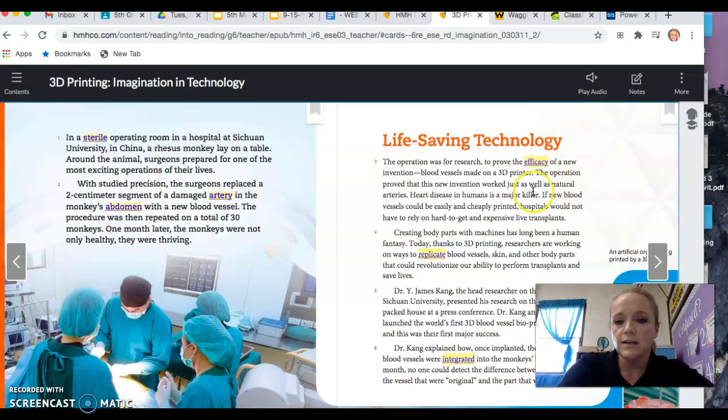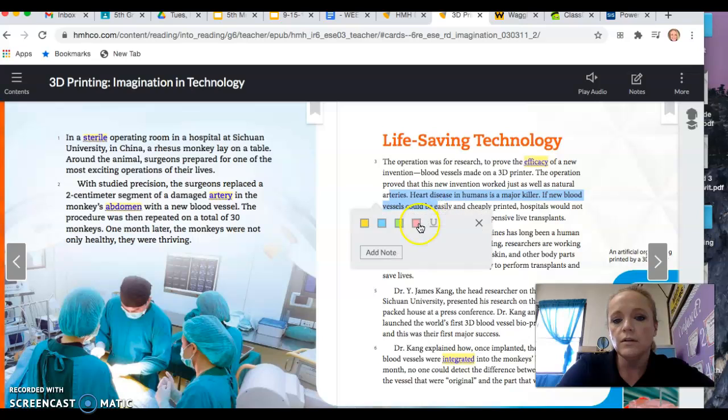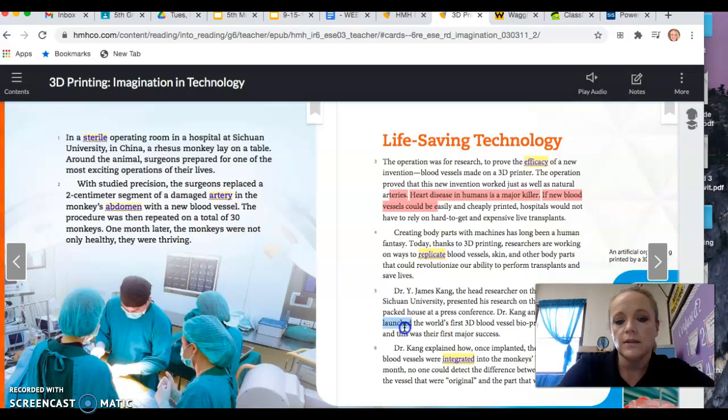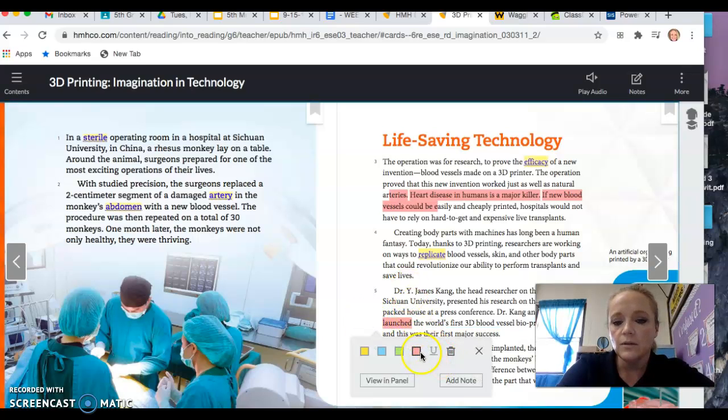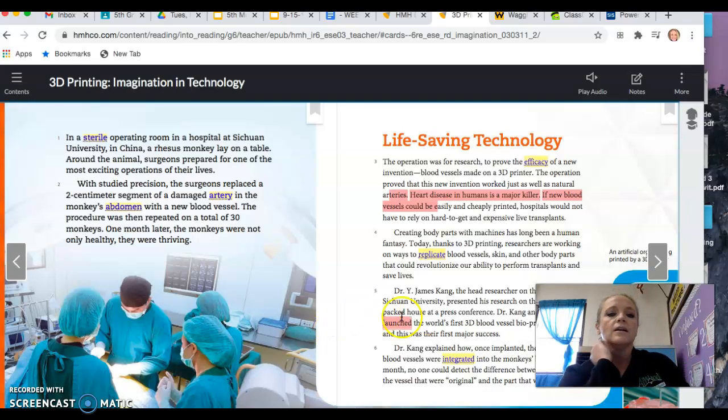So we previewed the text for the next couple of pages, and I told students that what I want you to do is read all about life-saving technology on this page and try to highlight 2 things that you think are the most important. I'm just pretending to highlight here. And we did find that the computer was struggling to highlight every page, so don't get disgruntled if it's not highlighting for you. You can do it in your hard copy.